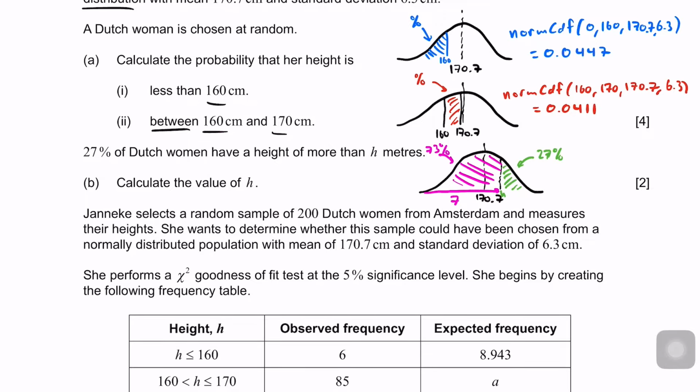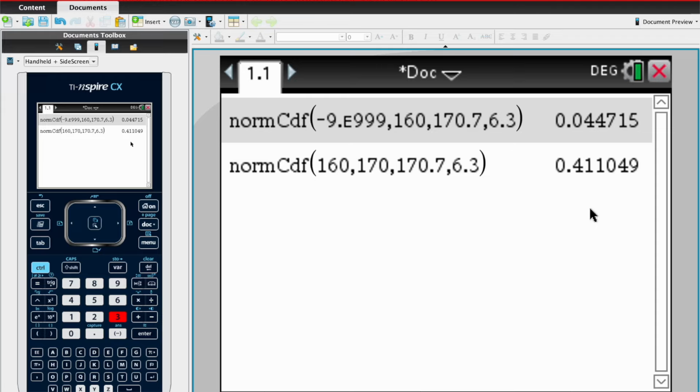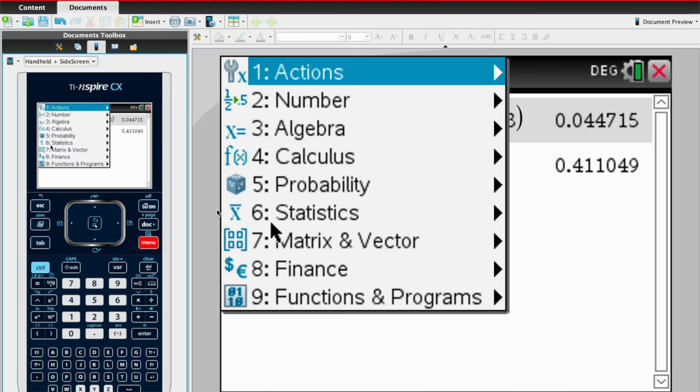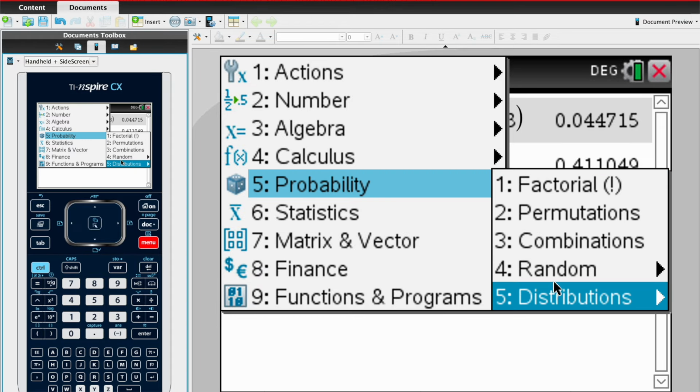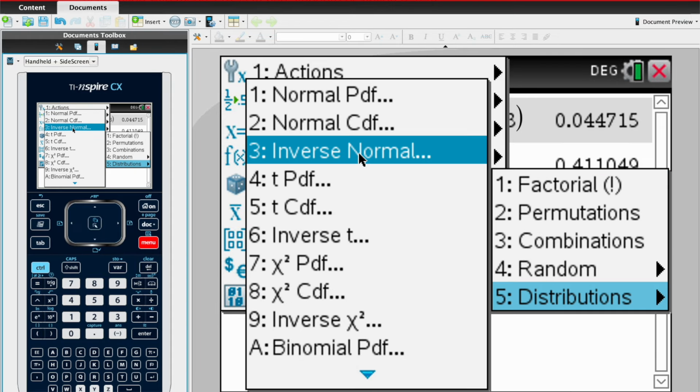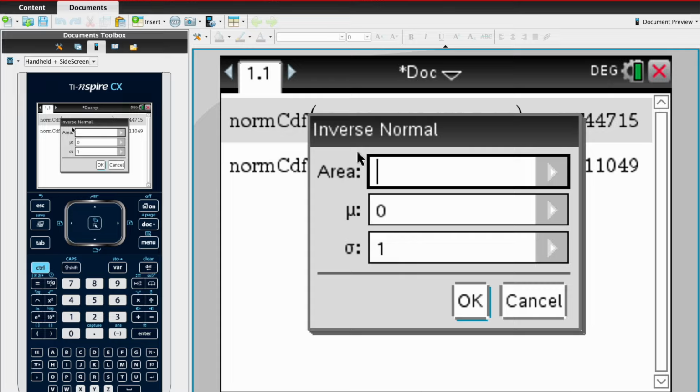So let's go ahead and do that. So go to the calculator, probability distributions. In this case, we want inverse normal. We want the calculator to sweep through 73% because there's 27% on the other side. Mean is 170.7. Standard deviation is 6.3.